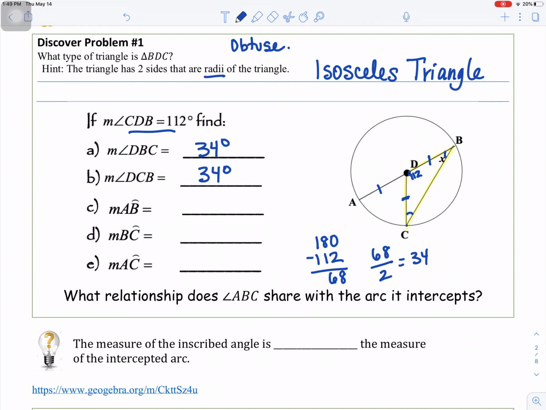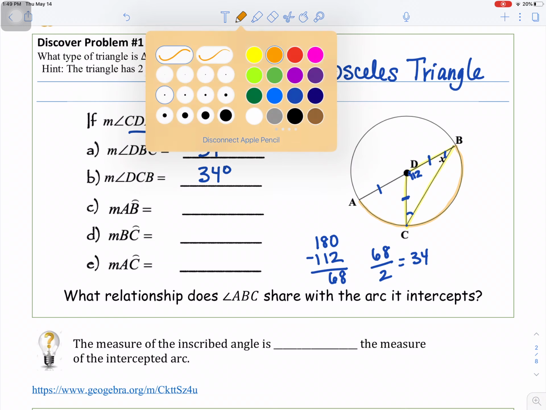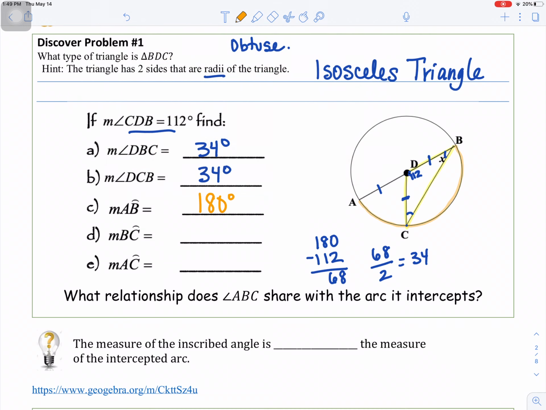Okay, now, what is the measure of arc AB? So now we're going to relate it to the arcs. AB is going all the way around here like that, or the other way. They're the same each way, and it is, we all know that, halfway around, 180 degrees. What is the arc BC? Well, arc BC is intercepted by this central angle of 112, so this arc has to be 112.